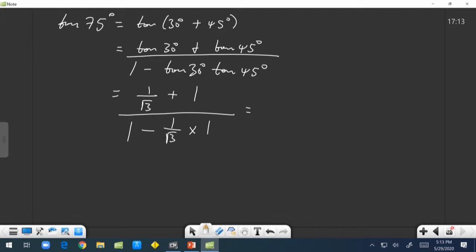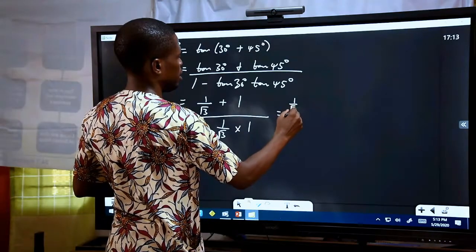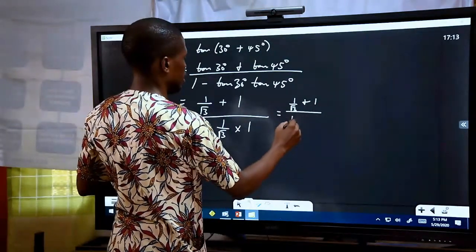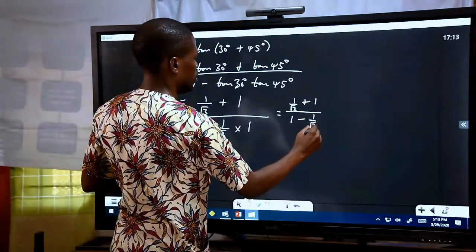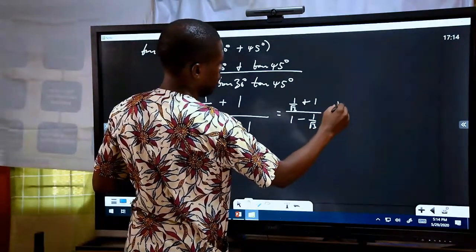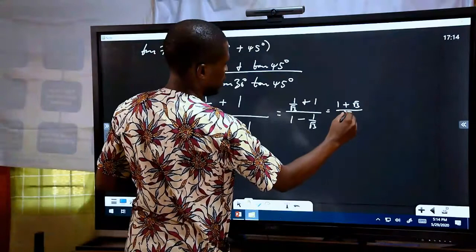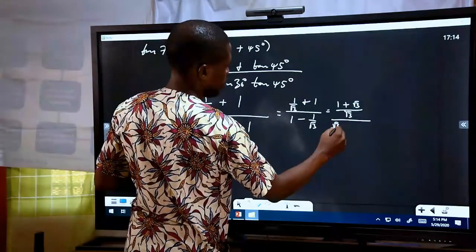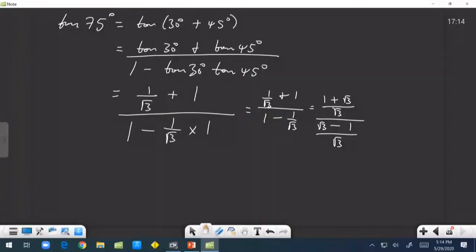So when we simplify this further, we have 1 over root 3 plus 1, all divided by 1 minus 1 over root 3. So we can rearrange this and say we have 1 plus root 3 over root 3 divided by root 3 minus 1 over root 3. So with this, the root 3 will disappear, and we have root 3 plus 1 over root 3 minus 1. But you cannot leave the answer in that form. It is a vulgar equation. So what you do here is to simplify further.